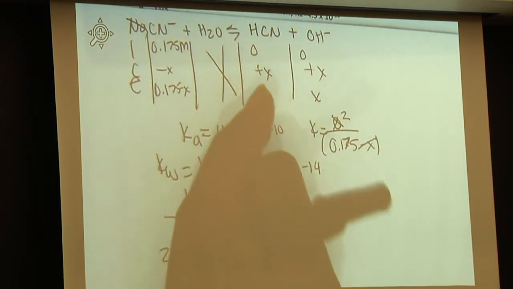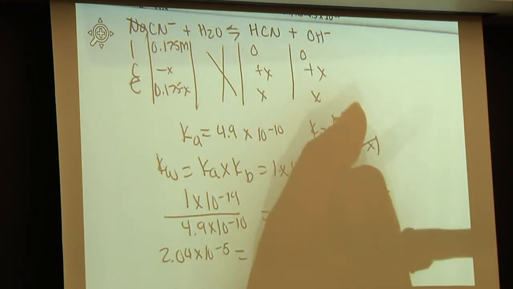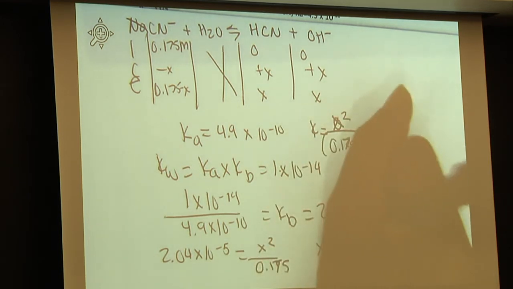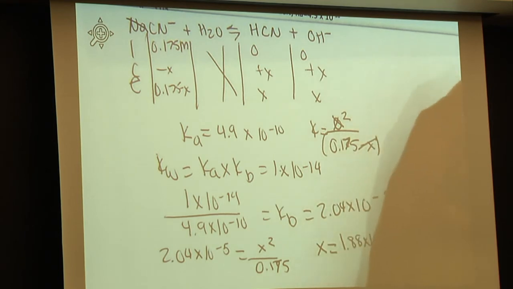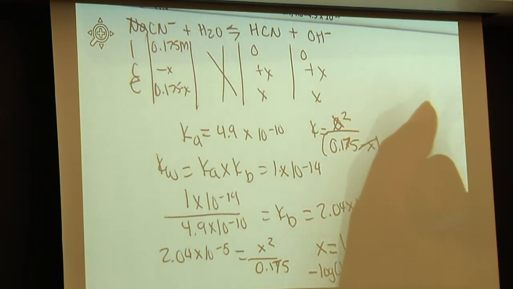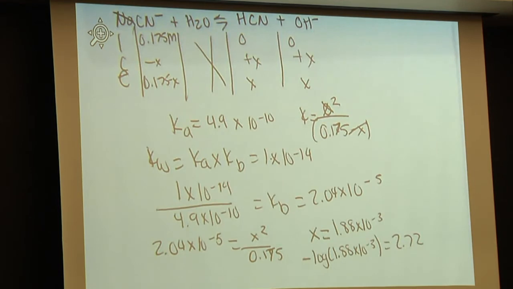So then you'll have 2.04 times 10 to negative 5 equals x squared over 0.175. Your x would be 1.88 times 10 to negative 3. If you do the negative log of that value, you get 2.72. Is that our pH? No, what is that? That's your pOH, so you're not done.